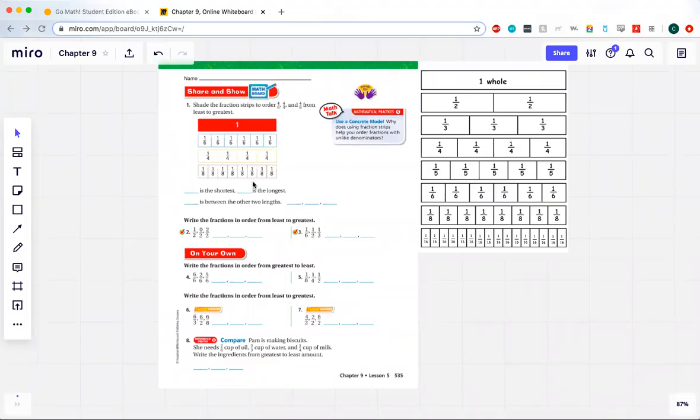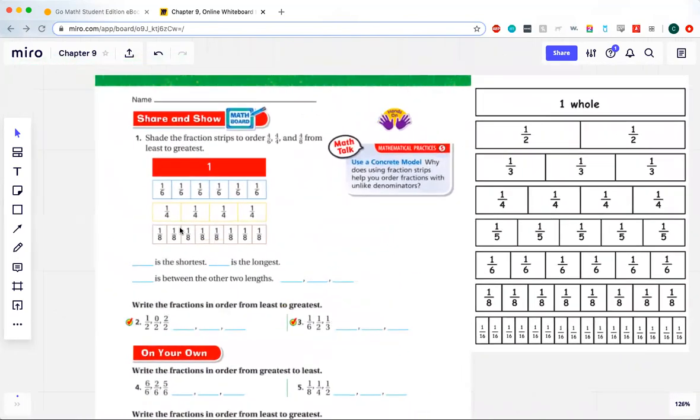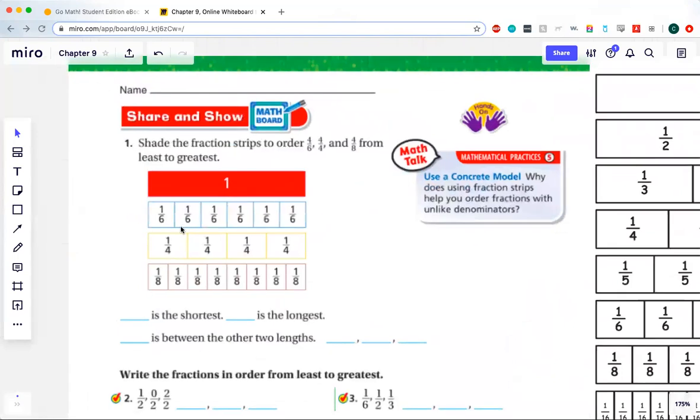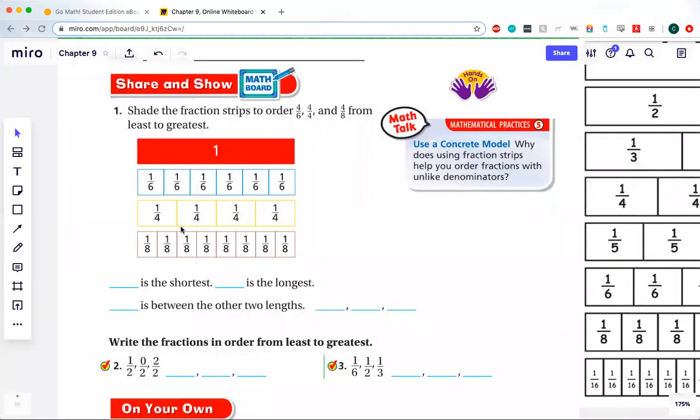Okay, we are going to now be continuing with chapter 9, lesson 5. So let's go ahead and start with our share and show. Let's go ahead and shade our fraction strips to show these three fractions, 4/6, 4/4, and 4/8, so that we can figure out which one is the biggest and which one's the smallest.